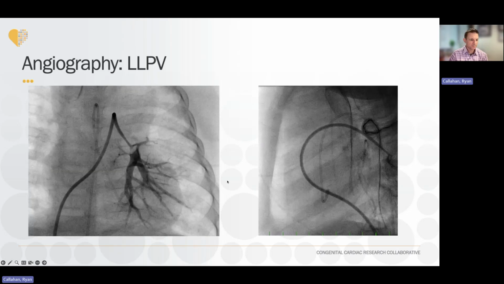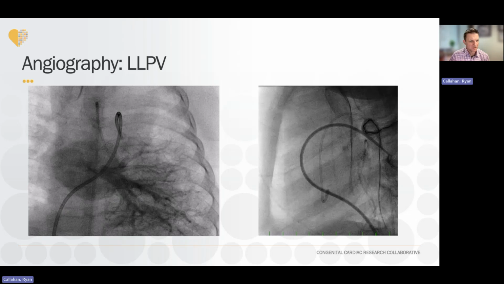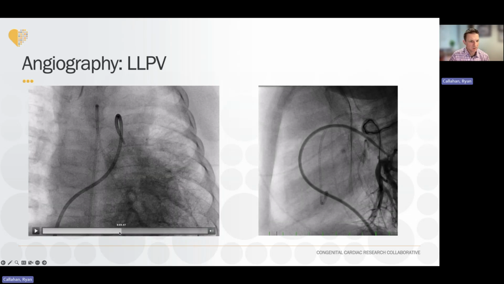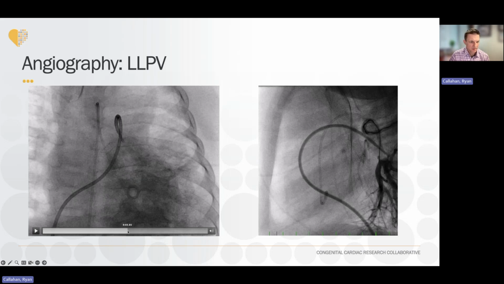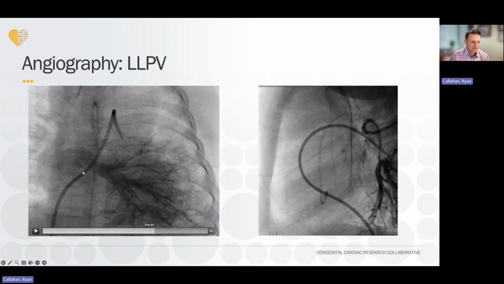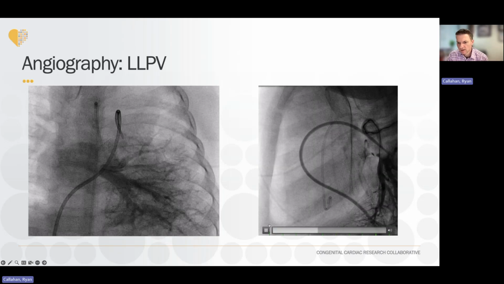This is another example of the left lower through a wedge injection. But look at this example, and we have the pigtail here marking the aorta. Here you're going to see, I know this catheter is kind of in the way, but there's some subtle tapering right here. So there is some narrowing of this vessel. It's not severe. We're going to put this in the normal to moderate category as well.